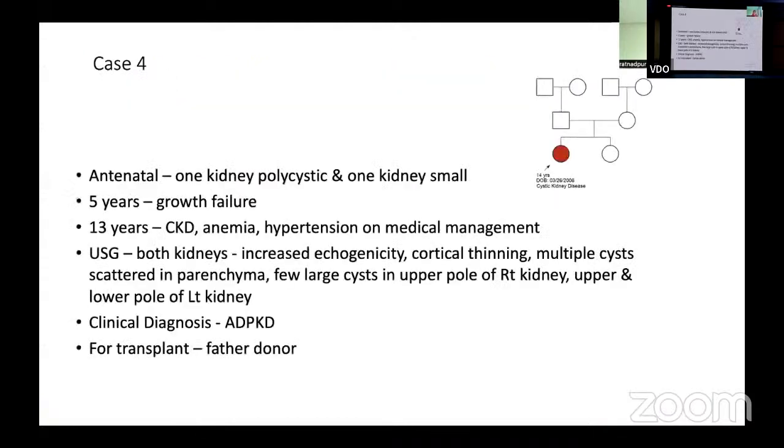Okay, now we come to this next slide, where this was a girl who was 14 years old. She came in renal failure at that age. However, she had been following up previously. She had antenatal onset, some developmental abnormality of the kidney. There was growth failure. The ultrasound had shown some cysts in the parenchyma, and now they were involving both kidneys.